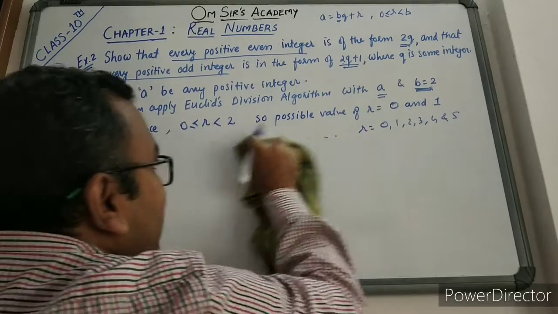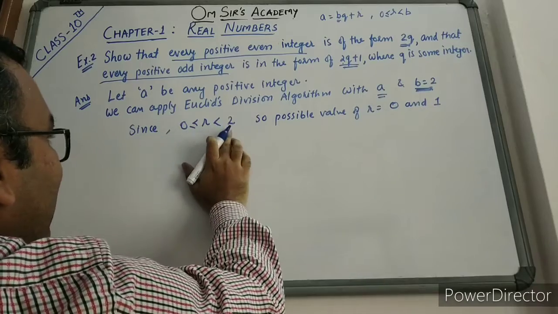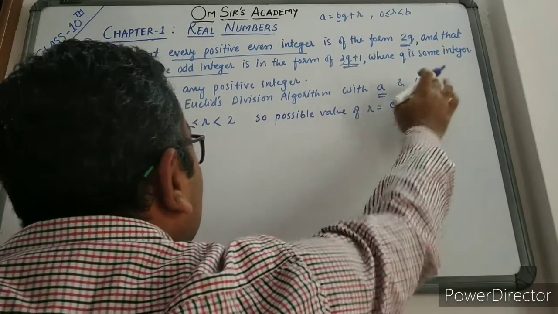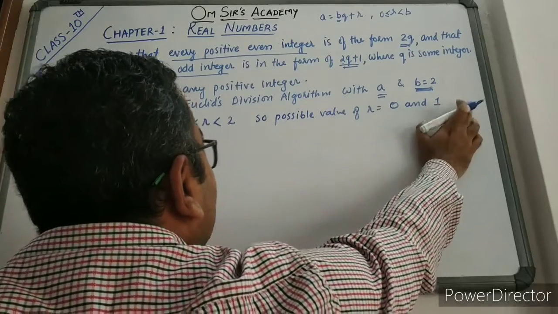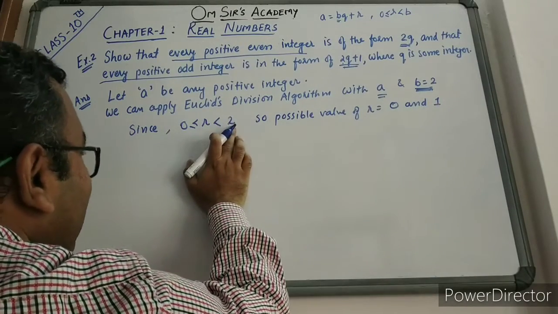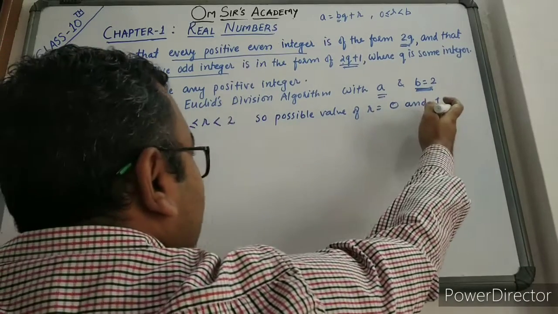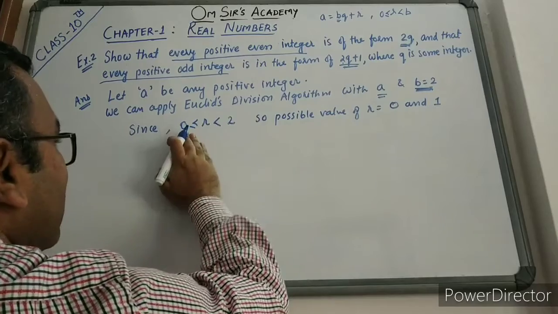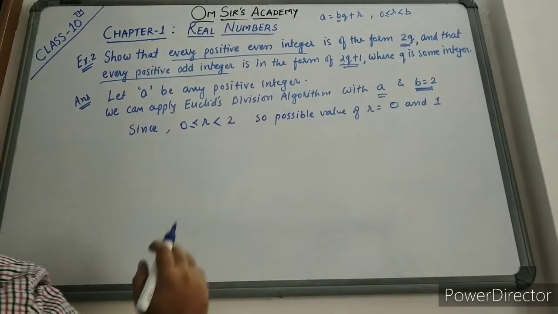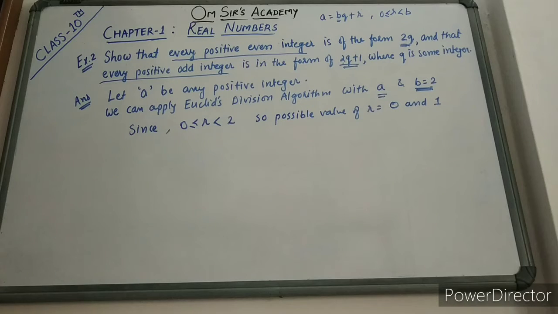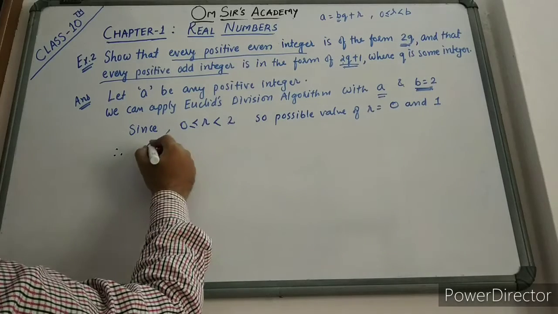But in the current case, our possible value of r will be greater than or equal to 0 and less than b. So our b is what? 2. So r will be 0 and 1. Why can we not take 2? Because the value of r is less than 2. So we cannot take 2, but we can take the value before 2, that is 1. Okay, greater than or equal to 0 and less than 2, so equal to 0 is 0 and less than 2 is 1. Is it clear? Now the next step is, therefore, what can be the possible values of a?